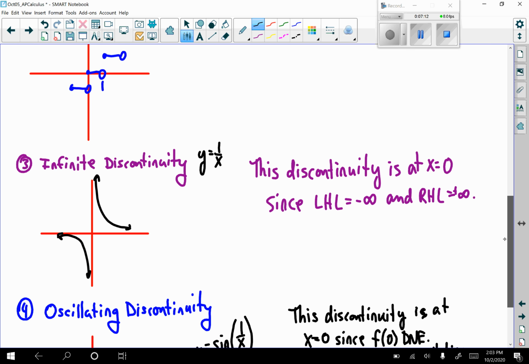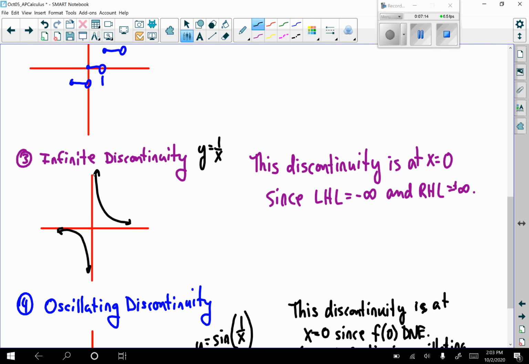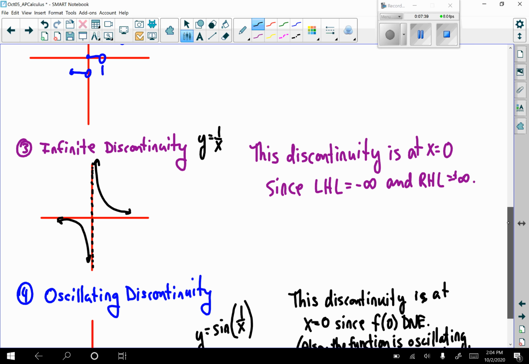An infinite discontinuity, you could draw in the asymptote. It's not necessary, just as long as you're indicating where we have a vertical asymptote. But an infinite discontinuity, an example is the graph of y equals 1 over x. This discontinuity is at x equals 0, since the left-hand limit keeps decreasing without bound, and then the right-hand limit is increasing without bound. So again, the limits aren't equal, but it's not a jump. It's an infinite discontinuity. But again, I pointed out at x equals 0.